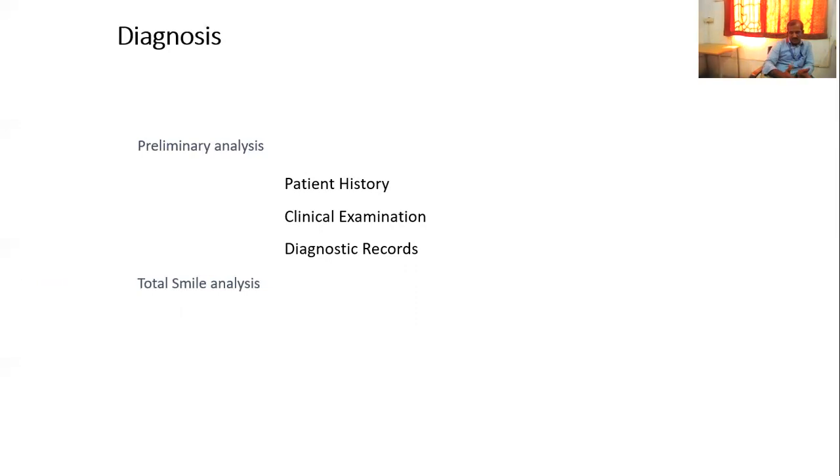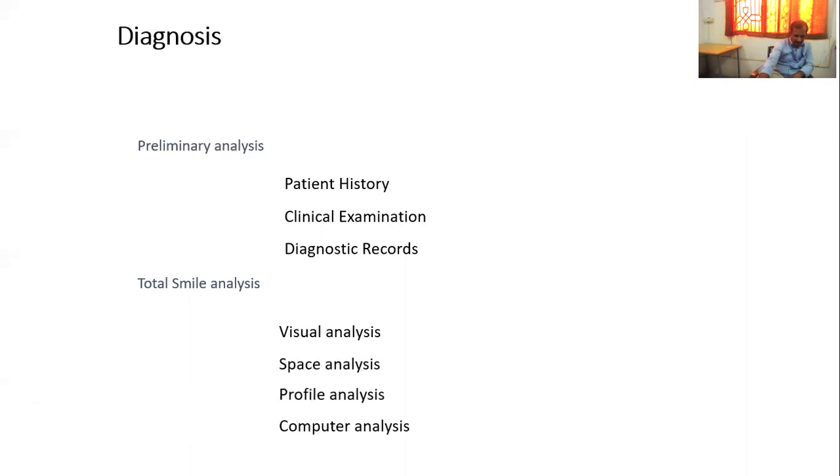Now comes the next one, your technical part. These things are the preliminary analysis. Next is your total smile analysis. The most common is your visual analysis, then the space analysis, then the profile analysis, then, with the help of the computer, you do a computer analysis. Basic things you concentrate more on: make a clear patient history, and don't miss out anything when you clinically examine the patient.